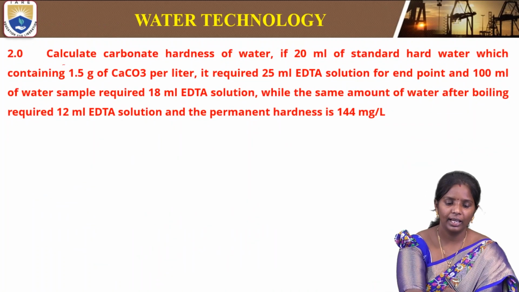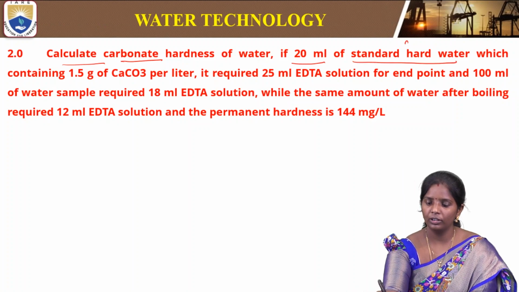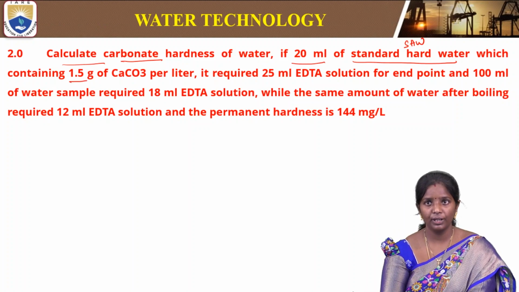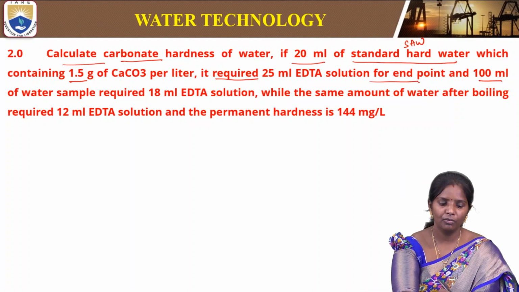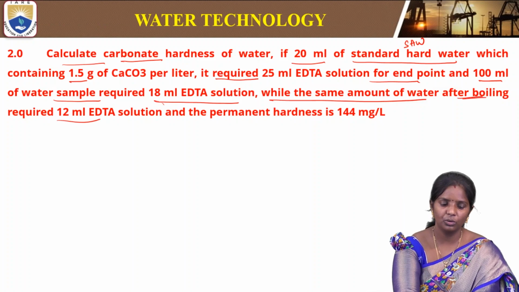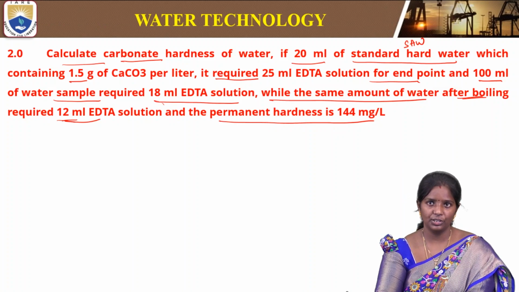Next one, calculate carbonate hardness of water. 20 ml of standard hard water, SHW, containing 1.5 gram of calcium carbonate per liter, requires 25 ml of EDTA for the end point, and 100 ml of water sample required 18 ml of EDTA, while the same amount of water after boiling required 12 ml. After boiling it requires only 12 ml. Why? Because all the temporary hardness is removed. So they have already given the permanent hardness. We only need to calculate the total hardness and then go for the temporary hardness calculation.